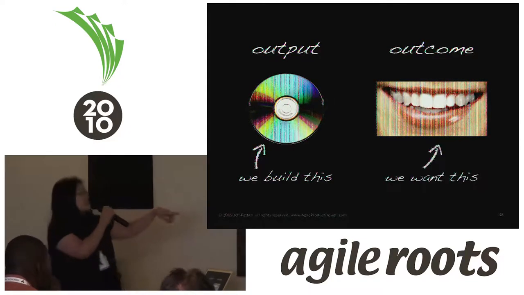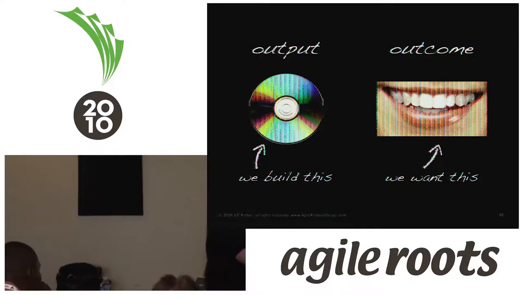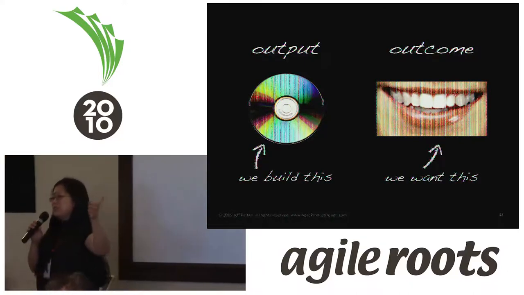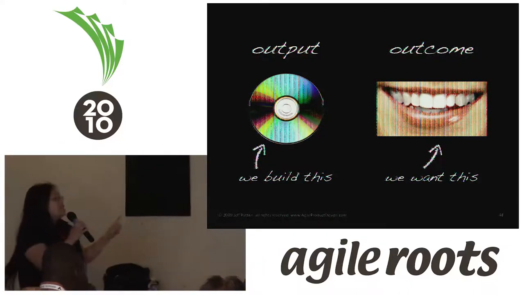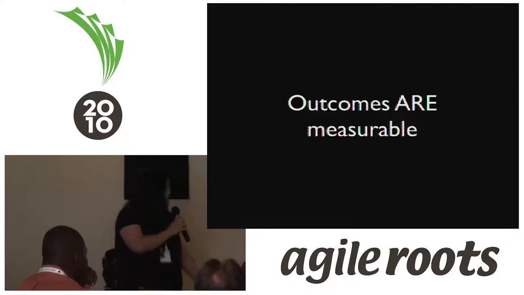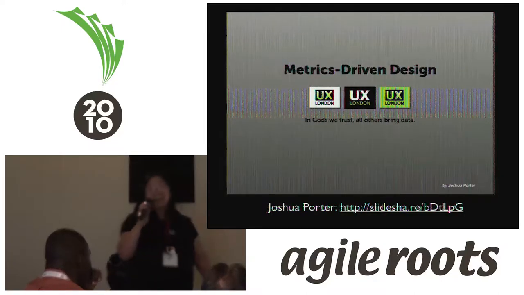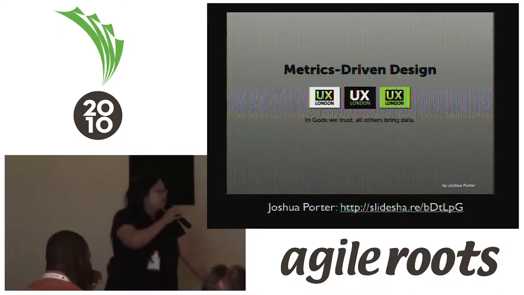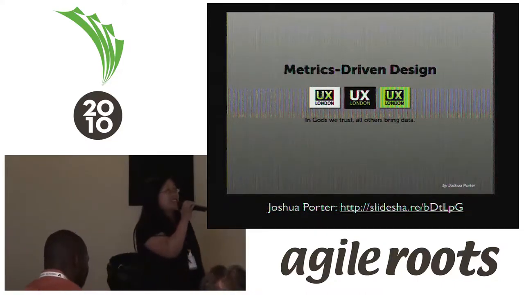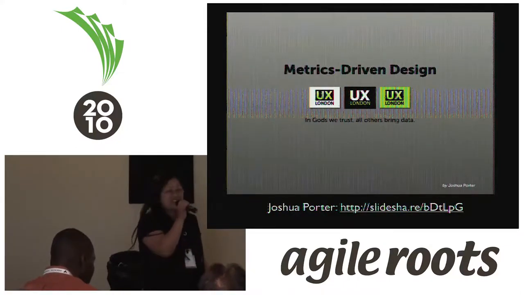There is one thing I'm going to take issue with. Jeff was saying we have a lot of methods to measure how we do output. And Jeff was also saying we don't have a lot of methods to measure how we do outcome. And I'm going to say actually no. Outcomes are definitely measurable, because that is what I do for a living. I'm going to point you high level to a really interesting talk that I didn't get to go to, but I saw the slides that Josh Porter gave at UX London on metrics-driven design.